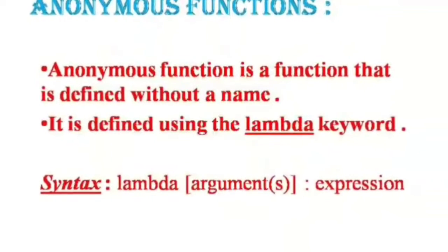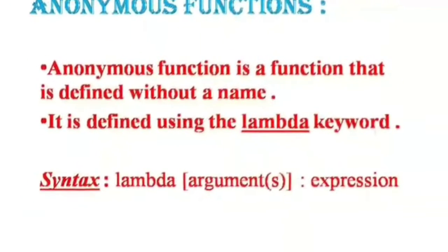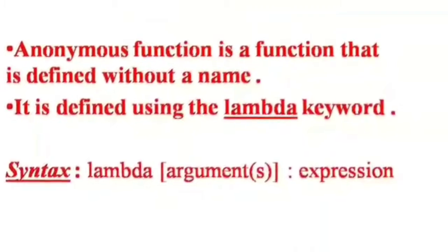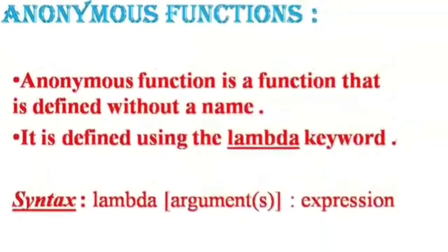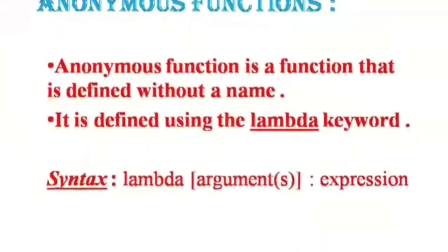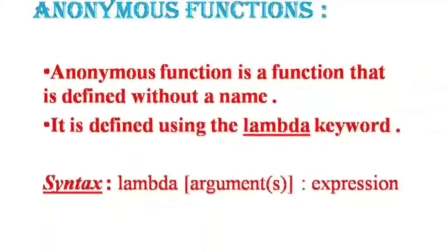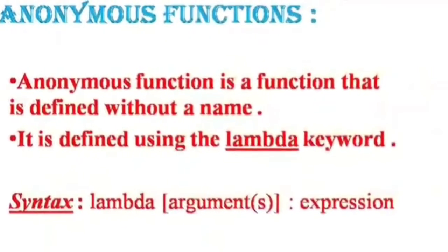What is anonymous function? Anonymous function is a function that is defined without a name. It is defined using the lambda keyword. Syntax: lambda number of arguments: expressions.